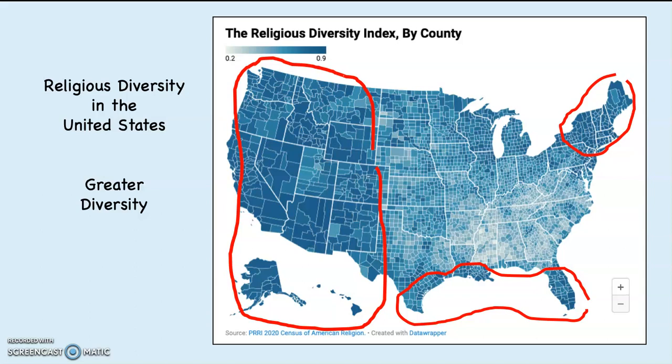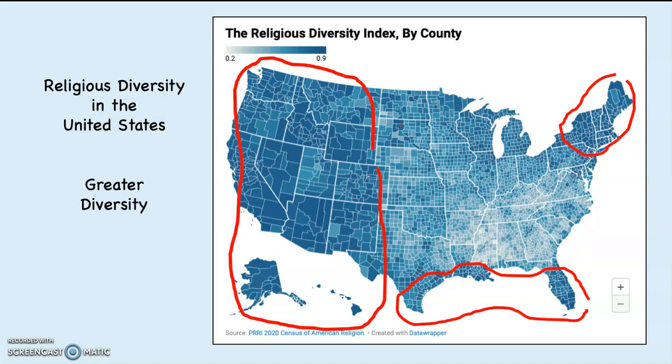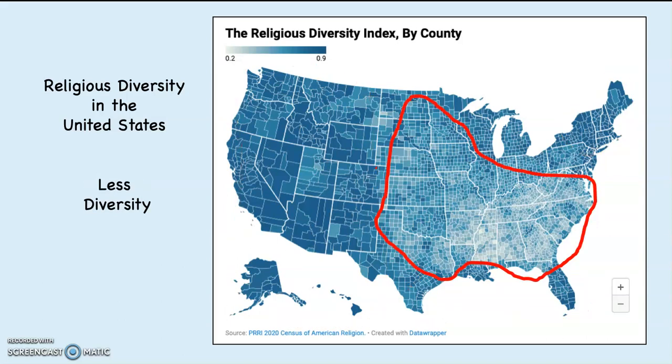And if you look at what I just circled, you can see that the western part of the United States, the northeastern part of the United States, and then some parts of the very southern part, especially Florida, and then the southern part of Louisiana and part of Texas, also have great diversity. The least diverse part, the South and the Midwest and the Plain States. Can you see that? Look at the difference between these two.